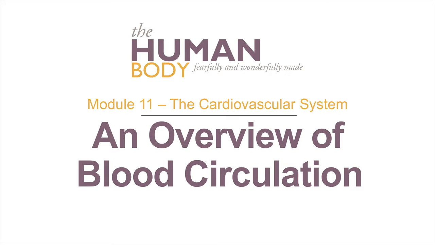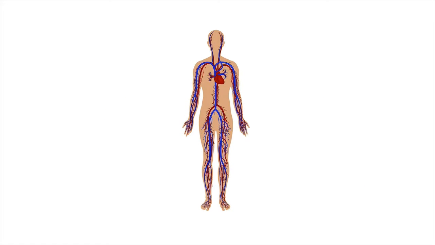Module 11, the circulatory system. An overview of blood circulation. Your blood flows around your body inside miles and miles of tubes called blood vessels. The blood is pumped through these tubes by your heart, which is a powerful muscle.